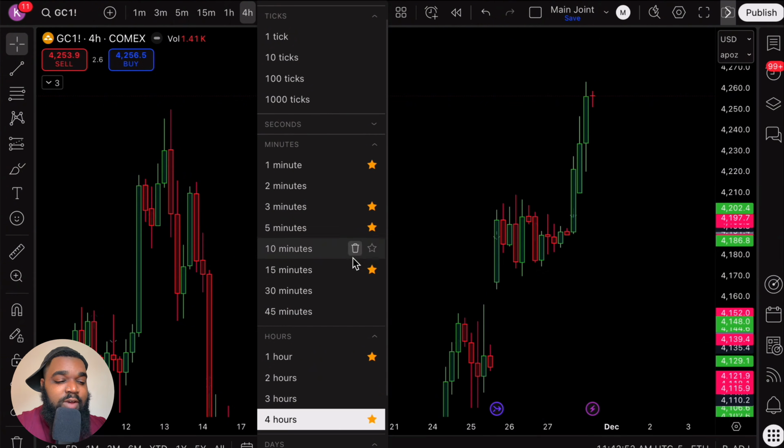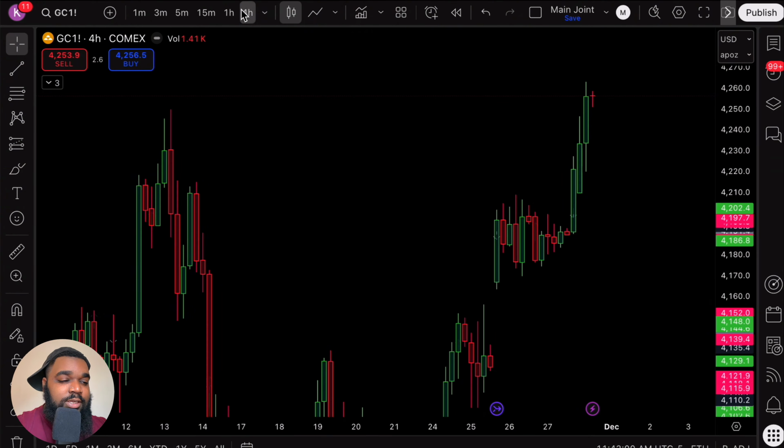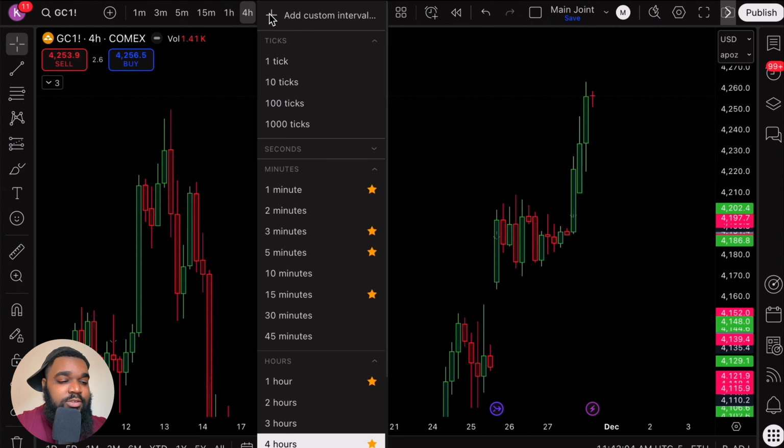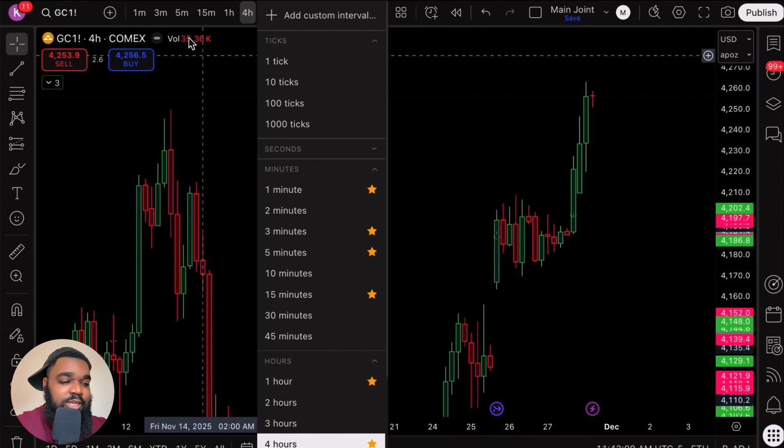For my strategy, I mark the 1 minute, the 3 minute, 5 minute, 15, and 1 hour, and 4 hour. The way that you do that is you just go to it and star it, and anytime you star something, it'll pop up in this area right here, or if you're on your phone, it'll pop up on the bottom. If you unclick it, you see the one goes away, but if you click it, the one comes back.